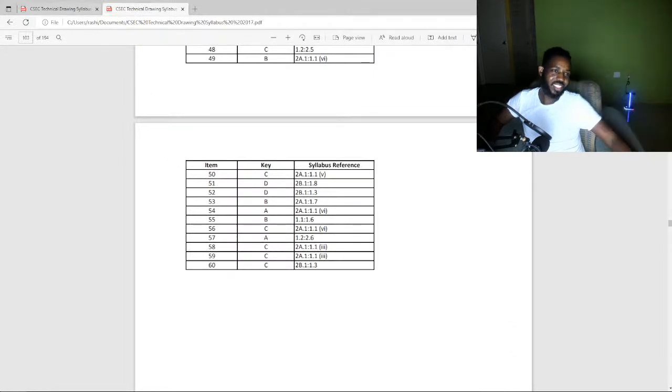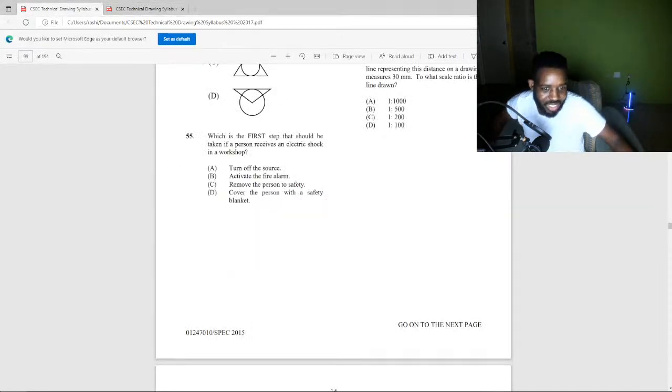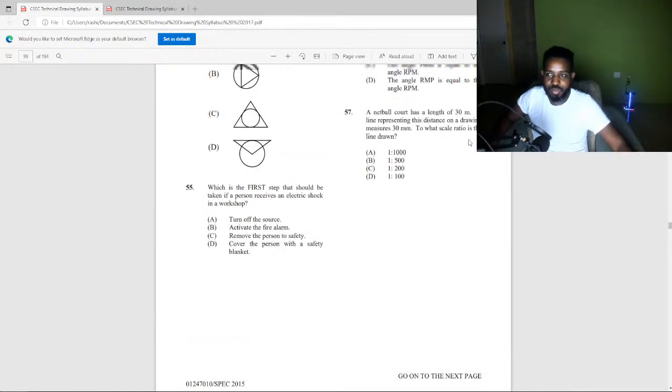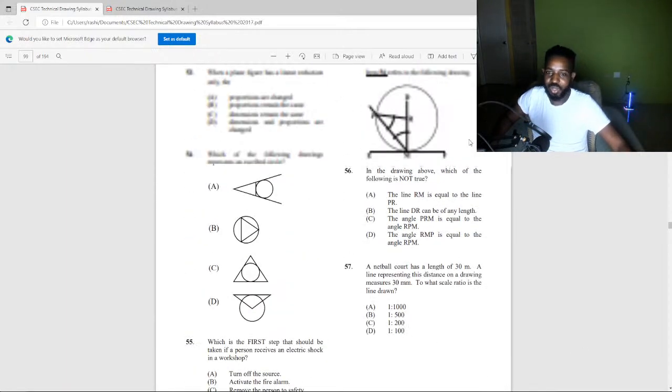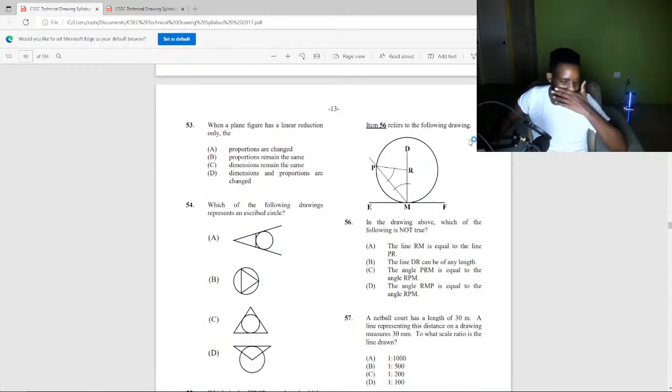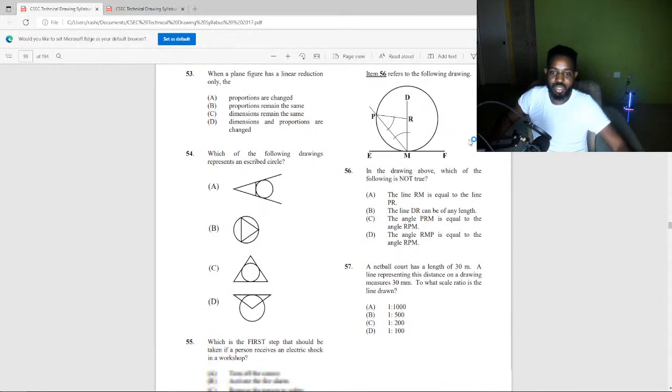Wait, 55 is B? Oh yeah, B. Activate the fire alarm. That's what I thought, it was C. Activate the fire alarm, or call your personnel, whether it's 911, 119, whatever, depending on where you are in the world. So that's what you have to do, sadly. You might get the urge to try to remove the person, but do not do that. There will just be two bodies instead of one.